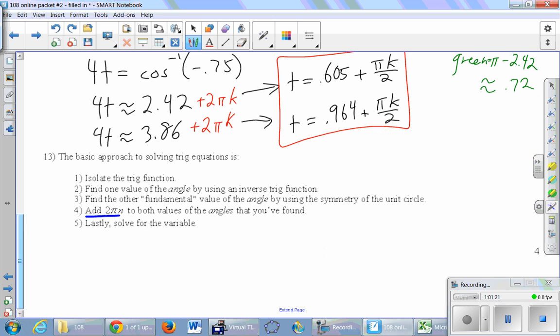Number 4, add 2 pi n, we've been using k, it doesn't matter what letter you use, to both values of the angles that you found. So we added 2 pi k here and here. We didn't divide by 4 first, we added 2 pi k first. And then lastly, and that's an important word, solve for the variable. So solving for t seems like the first thing we should do, it's actually the very last thing to do. And then we've got our answers.